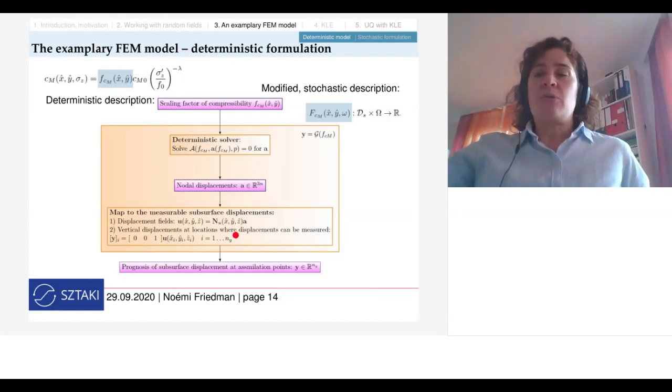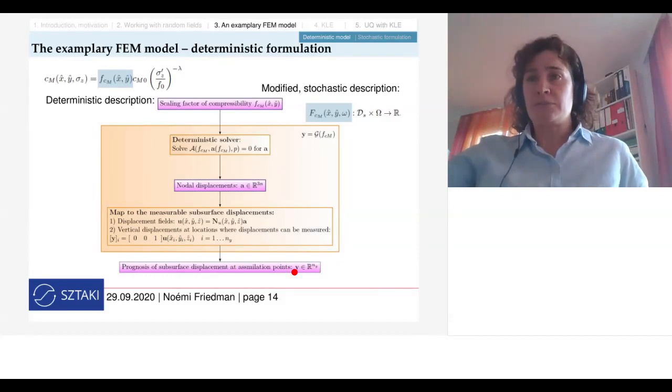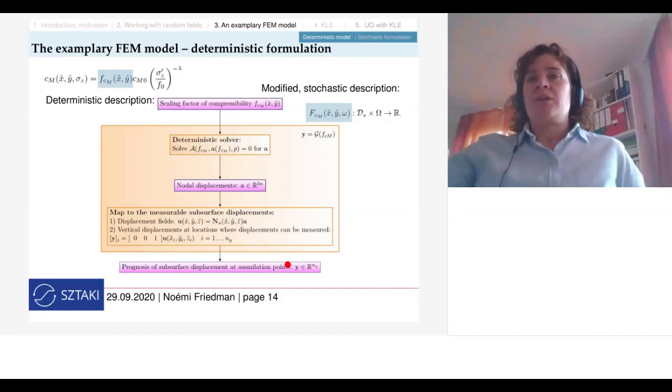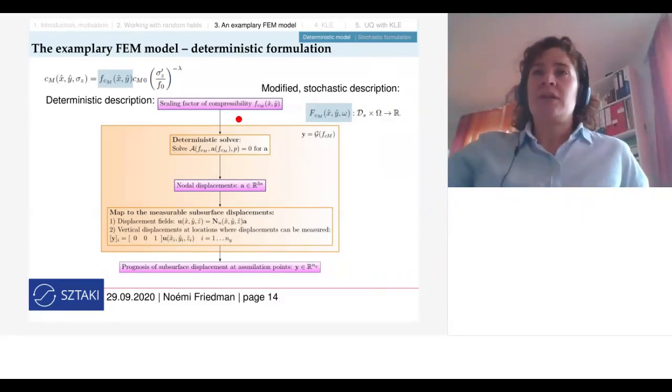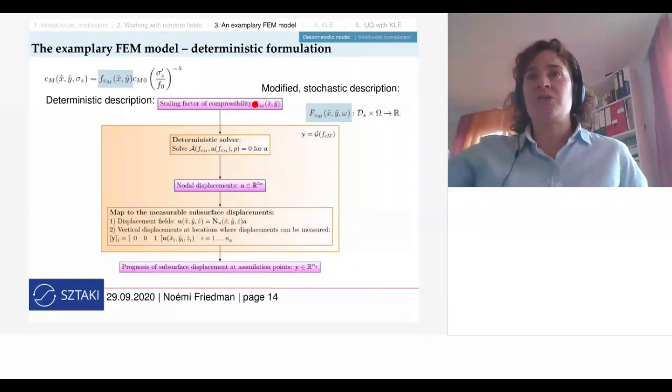So from the deterministic problem, I get a vector y, where I have n_y values for vertical displacement. This is something that I can compute from the model, and this is something that I can actually observe. Now what we are doing is we are trying to propagate the uncertainties of the scaling factor. How does it change the solution, or the quantity of interest y?